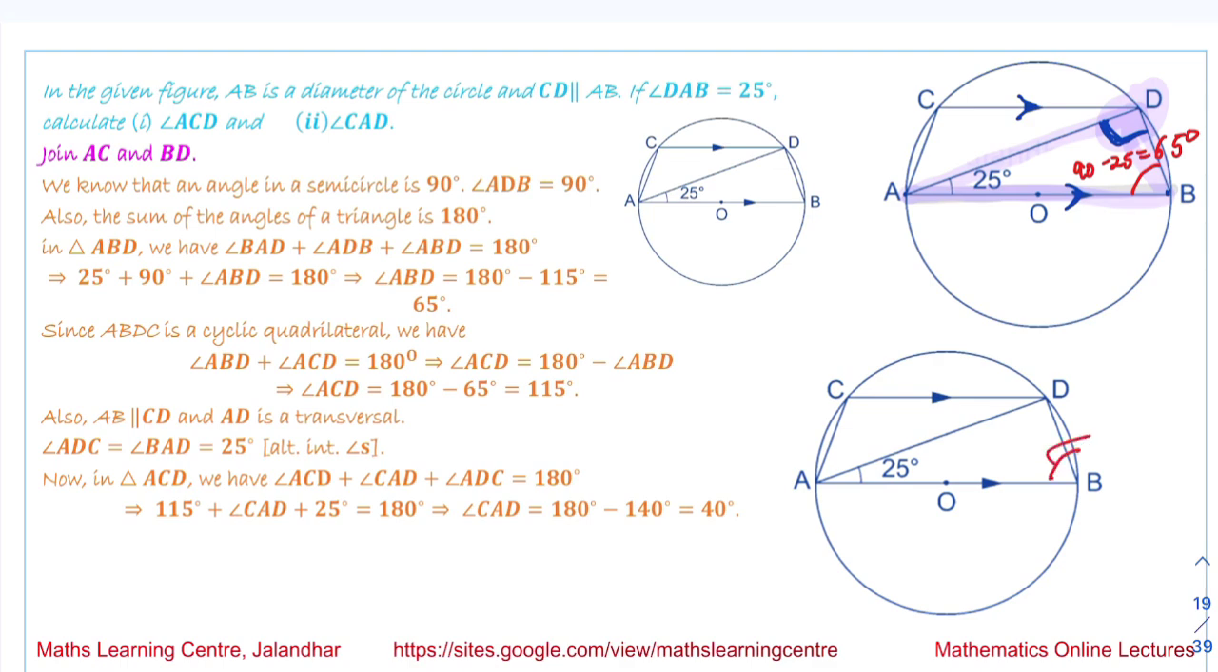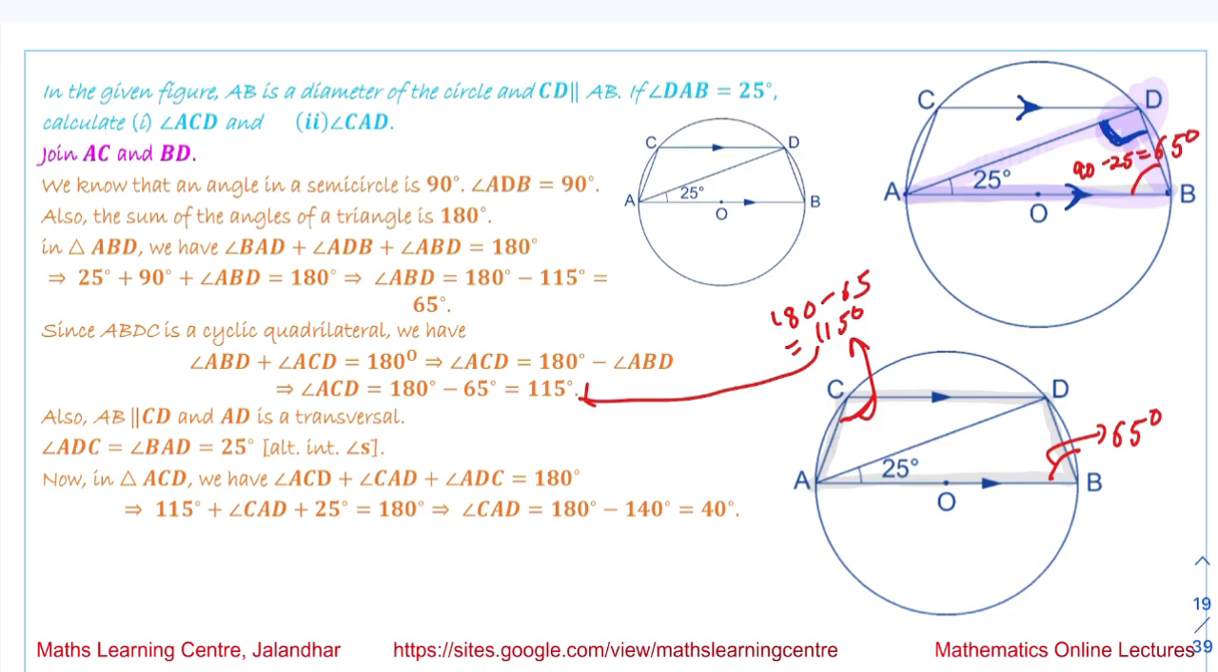We are talking about this quadrilateral ABDC, and this angle we have is 65 degrees. Then the measure of this angle at C will be 180 minus 65, that is equal to 115 degrees.